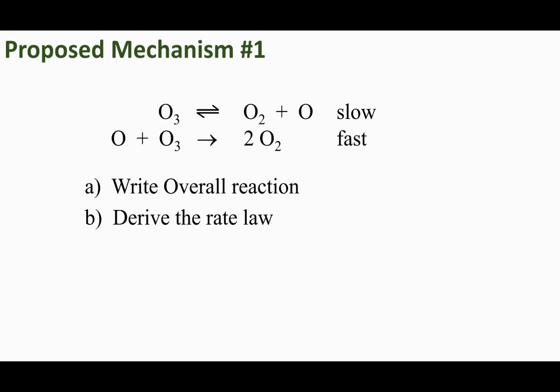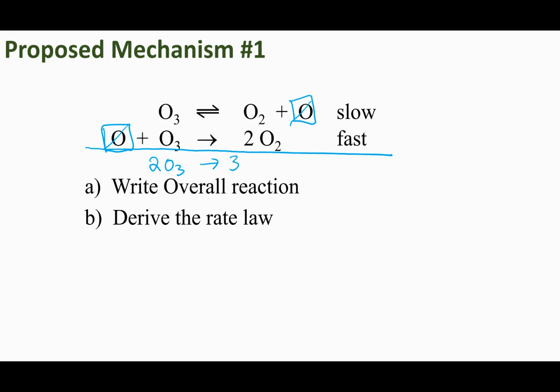Okay, let's go see if this is a valid mechanism. I'm going to add my 2 elementary steps together. In the first elementary step I generate atomic oxygen, and in the second elementary step, I consume that atomic oxygen. So this atomic oxygen would be considered an intermediate. Let's go ahead and add up the rest of my elementary steps.